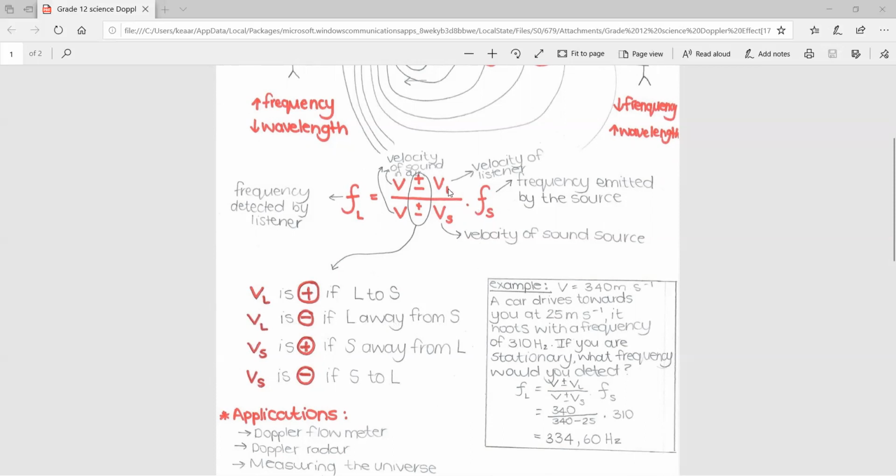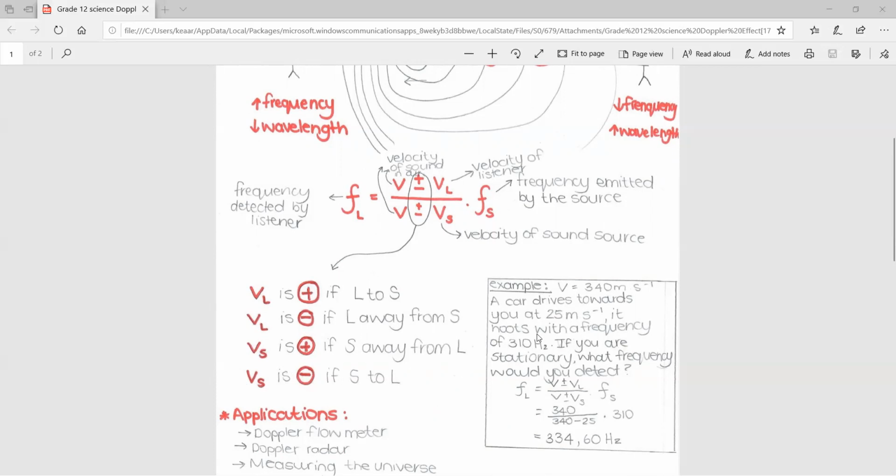If the velocity of the listener is 0, if the listener is stationary, then we would just have the velocity of sound in air at the top of the fraction and no other figure here. The velocity of the sound source is positive if the source is moving away from the listener, and the velocity of the sound source is negative if the sound source is moving towards the listener. This is a very important note to remember. You are not given this in your exam.